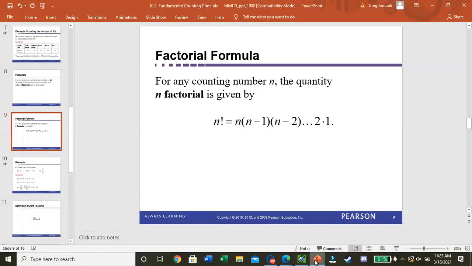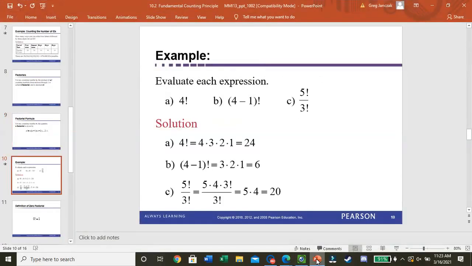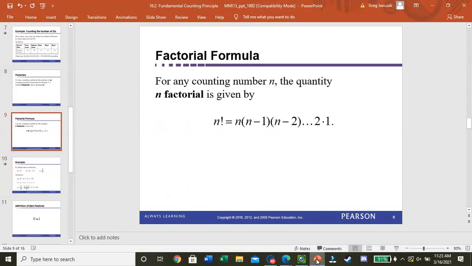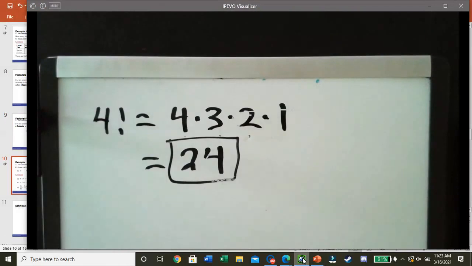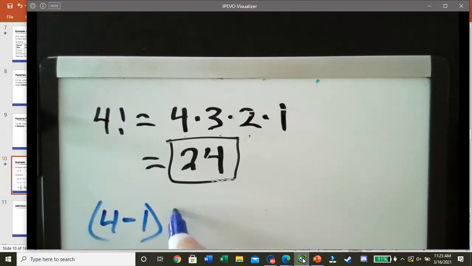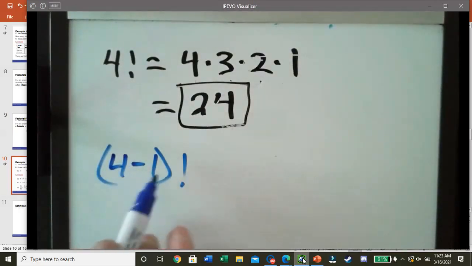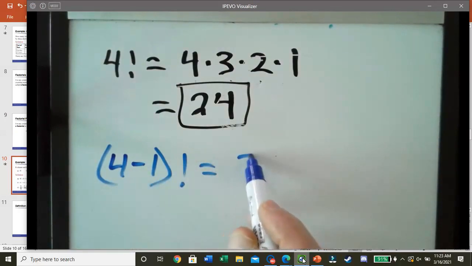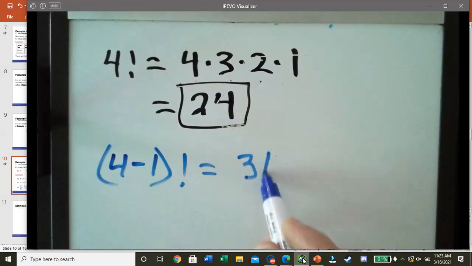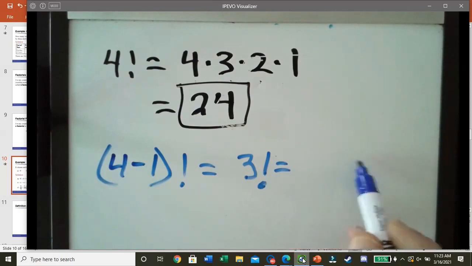So the next one, you've got 4 minus 1, parentheses, factorial, and then 5 over 3. Basically, order of operations is to simplify inside the parentheses, right? So 4 minus 1, that's 3 factorial, right? And so 3 factorial is going to be what multiplied out?